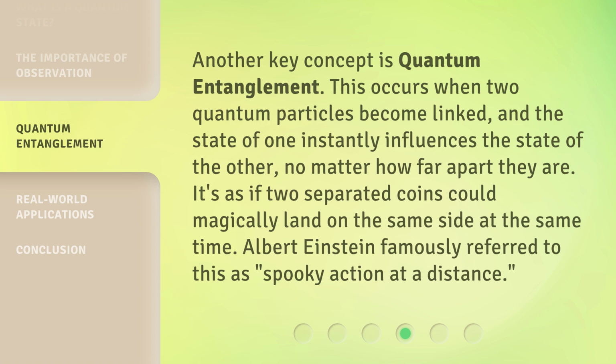Another key concept is quantum entanglement. This occurs when two quantum particles become linked, and the state of one instantly influences the state of the other, no matter how far apart they are. It's as if two separated coins could magically land on the same side at the same time. Albert Einstein famously referred to this as spooky action at a distance.